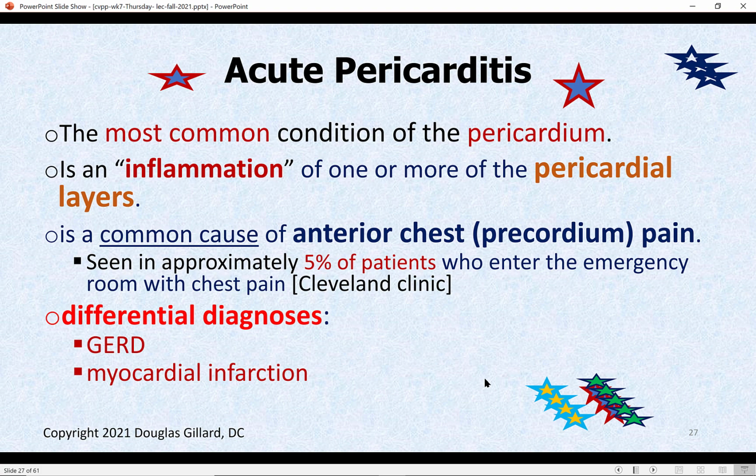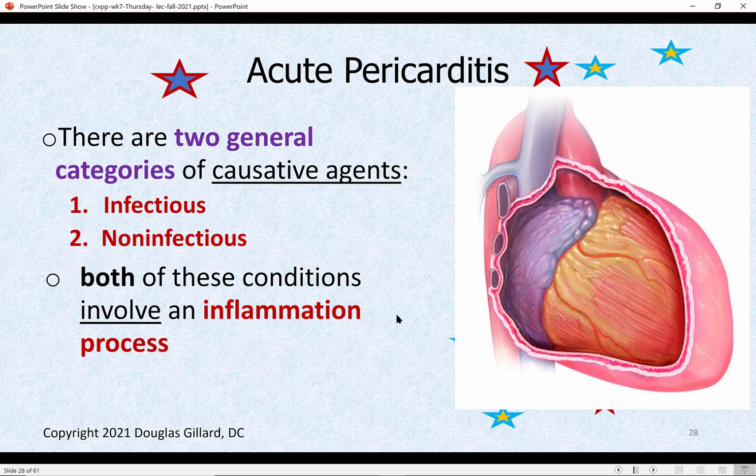So the differential diagnosis for someone with suspected pericarditis is GERD, gastroesophageal reflux disease, and myocardial infarction. And yep, pericarditis is seen in about 5% of the patients who enter the emergency room. Most of the time it is a myocardial infarction or GERD, but occasionally it can be an acute pericarditis, meaning it comes on quickly. There are two general categories. There's an infectious and a non-infectious type. Both of these conditions involve an inflammation. One is because of a bug, it's infectious. One is not because of a bug.